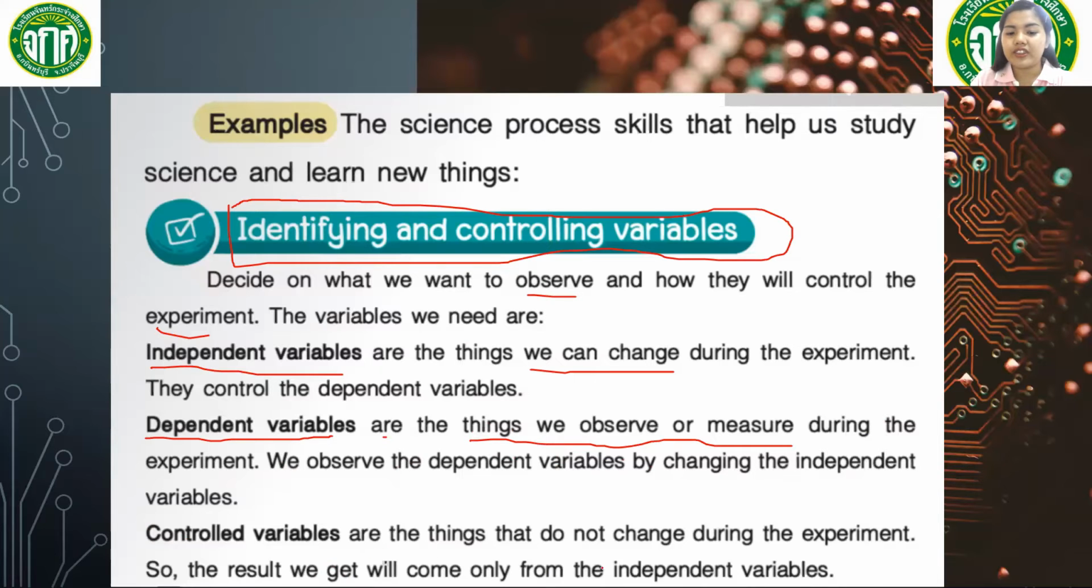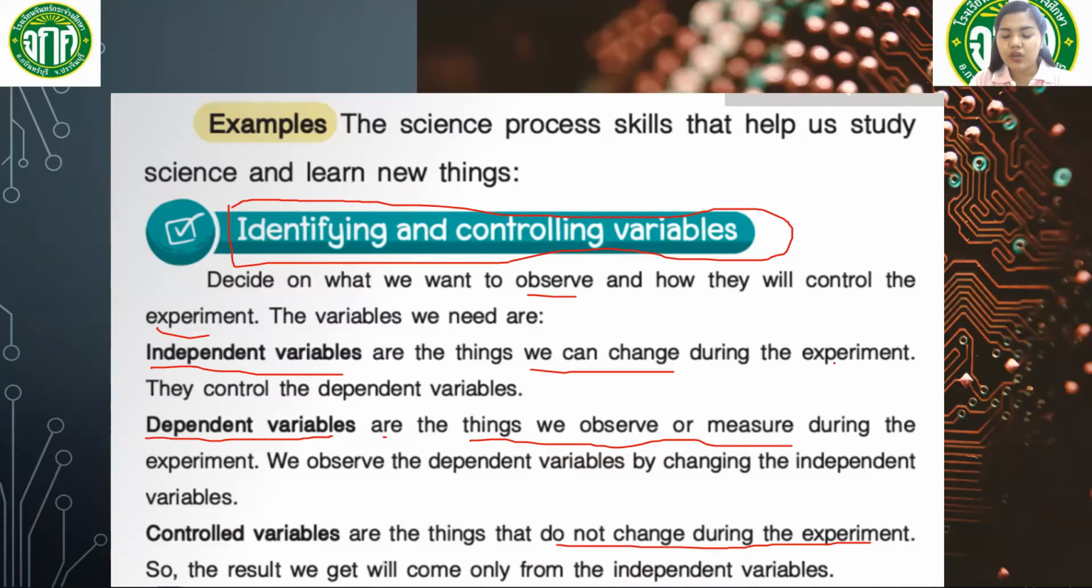The last one is the controlled variables. These are the things that do not change during the experiment. The result we will get will come only from the independent variables. The controlled variables are the ones that we cannot change during the experiment.